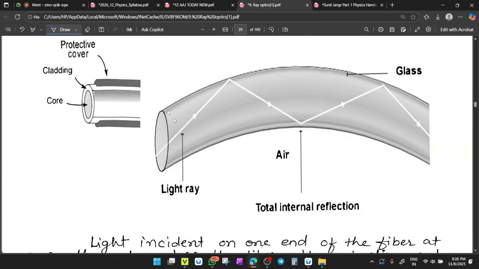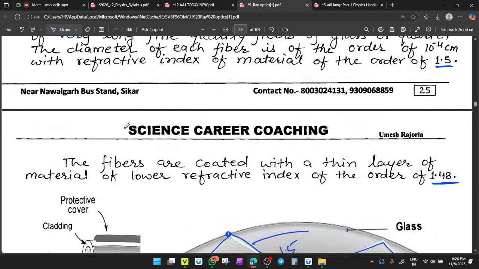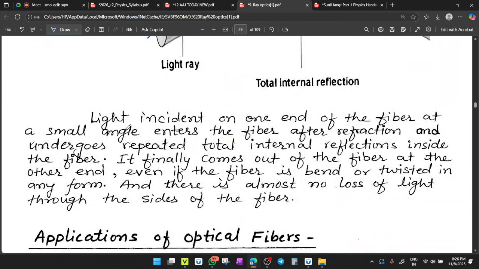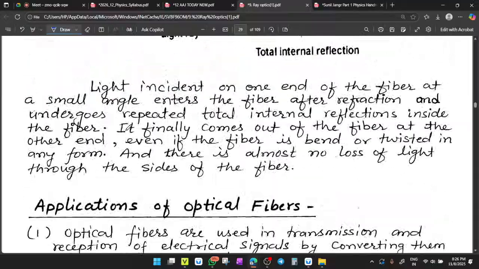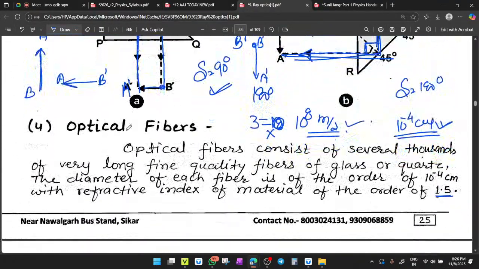Okay. So what is happening here? This is the light ray. Now this is totally internally reflected. Again here it is totally internally reflected because it goes from a medium of 1.5 to 1.48. 1.48 is the refractive index of the cladding and 1.5 is the refractive index of the quartz material. Clear? Again it is reflected back, again and again, and finally it gets outside. Yes. So applications of optical fibers are very common.